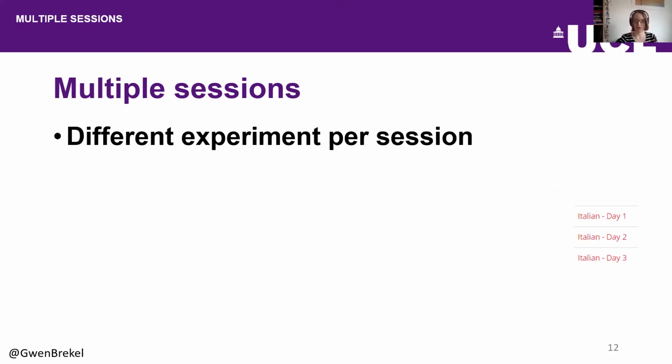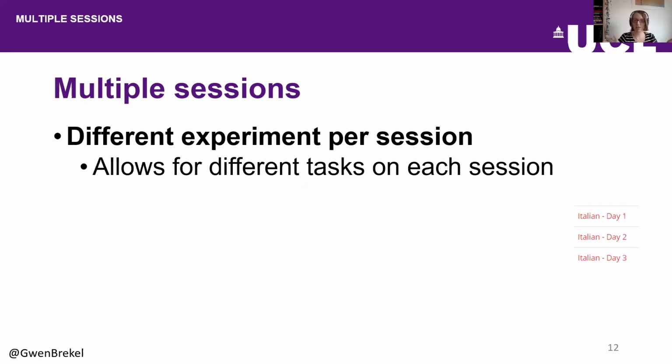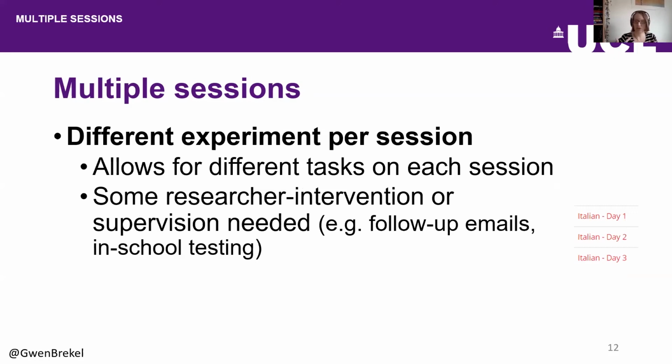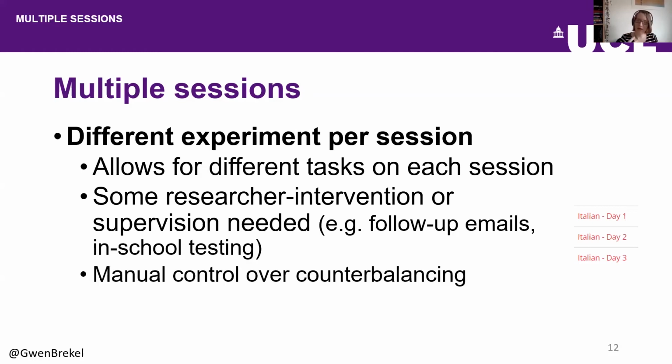Now, another thing you could do is having different experiments for each session. In that case, you would still have different tasks on each session because they're completely independent experiments, but you would need extra researcher intervention or supervision. So you'd need to, in your follow-up email where you remind people, make clear that actually there's a new link for this task for this day. Or in school, which is where I use this, if you have different sessions each day, before the child comes to you to do the task, you set up the task for them so that they don't realize there's a different experiment. And this is particularly a helpful way of designing things if you need more manual control over counterbalancing, for instance, if there are differences in counterbalancing on each session.